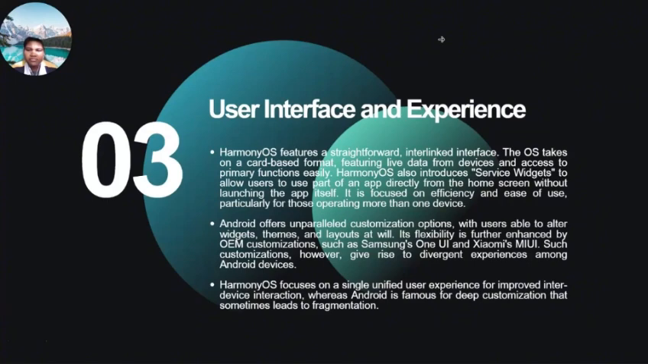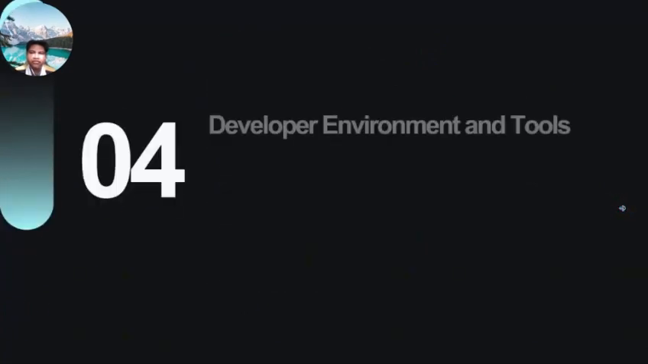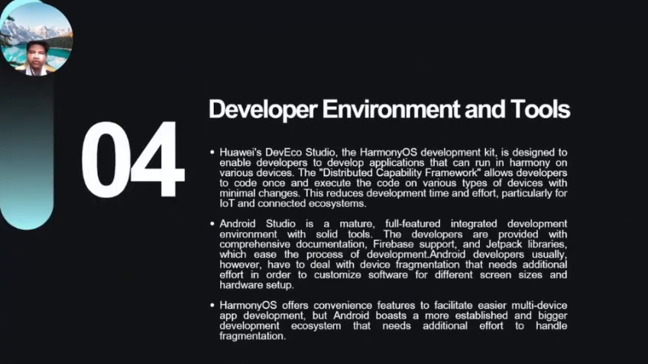Its flexibility is further enhanced by OEM customization such as Samsung One UI and Xiaomi MIUI. Such customization, however, gives rise to divergent experiences among Android devices. HarmonyOS focuses on a single unified user experience for improved inter-device interaction, whereas Android is famous for deep customization that sometimes leads to fragmentation.